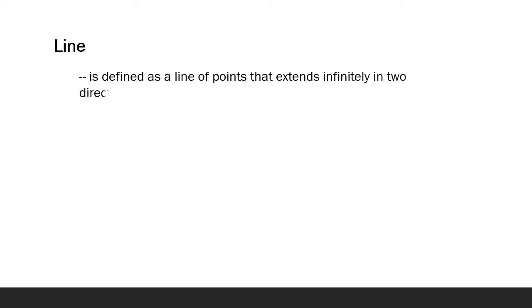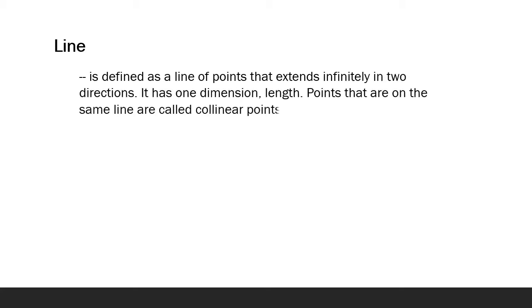So now if we interconnect those points, we form a line. It is defined as a line of points that extends infinitely in two directions. It has one dimension, which we call the length. Points that are on the same line are called collinear points.